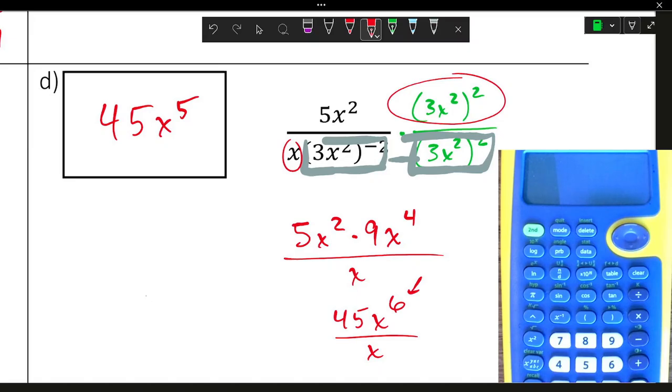45x. Again, same idea, right? X to the 6th can be written as x to the 1st times x to the 5th. The denominator already had an x to the 1st. Those are gone, and that's why I'm left with x to the 5th.